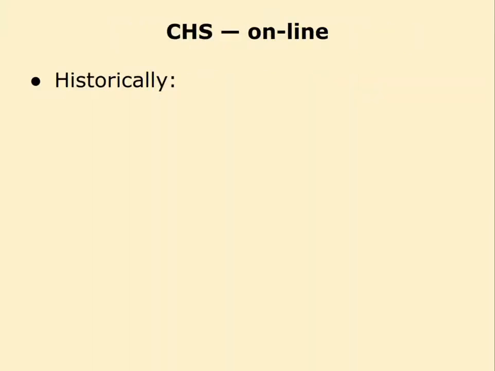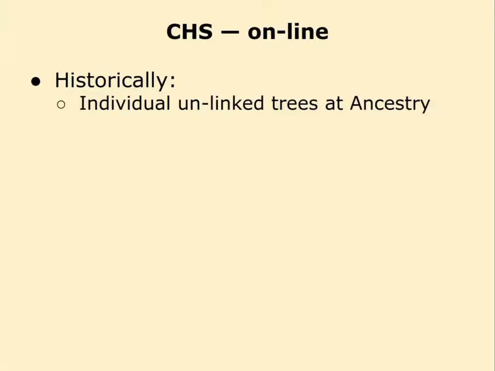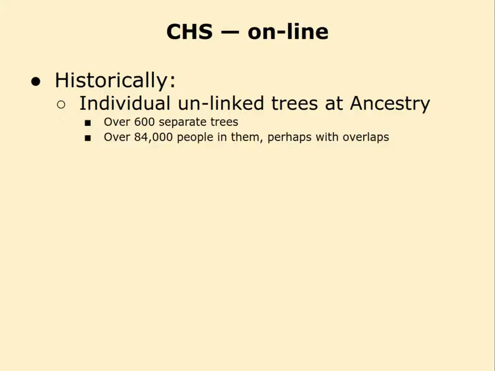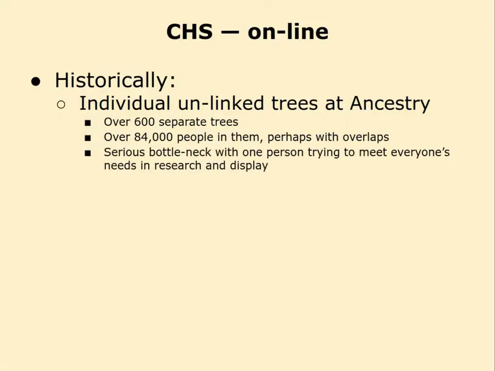Here's the history of how we've been working online. We started out with individual unlinked trees at Ancestry with over 600 separate trees with 84,000 people in them, perhaps with overlaps, but with Ancestry it's hard to merge them together, and so it's hard to find if there are any common people in different trees. There was a serious bottleneck with one person trying to meet everyone's needs in research and display.